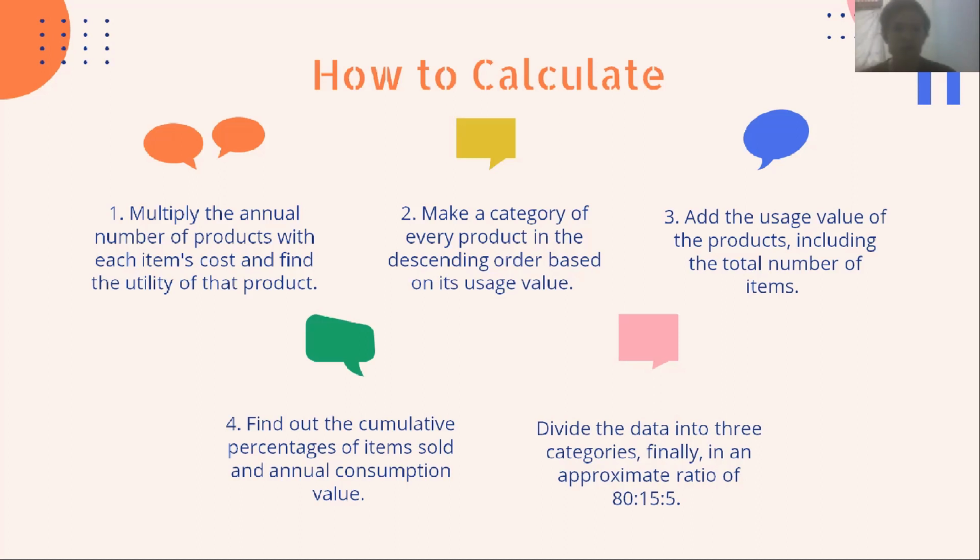And the fourth, we find the cumulative percentage of items sold and annual consumption value. And the last step is we divide the data into 3 categories, finally, in an approximate ratio of 80, 15, and 5%. For more detail, let's start with an example of this ABC analysis. The example will be explained by my friend Fachri.